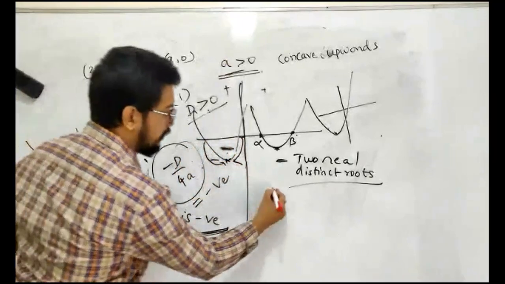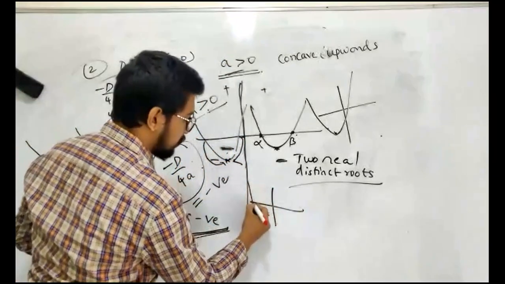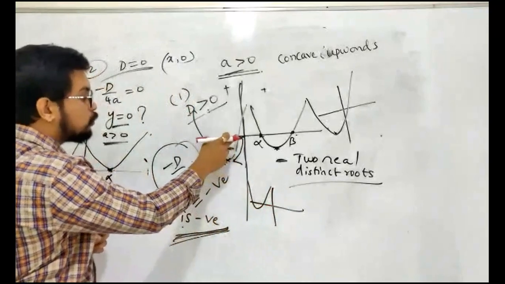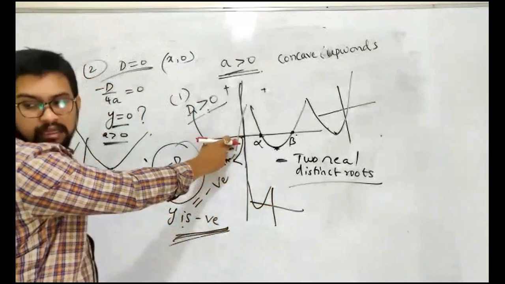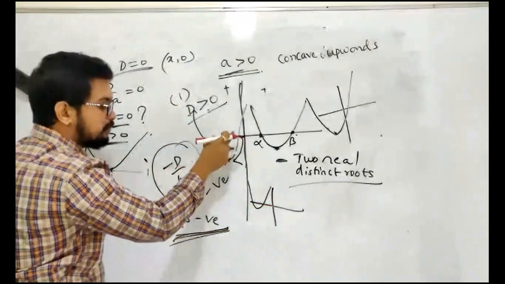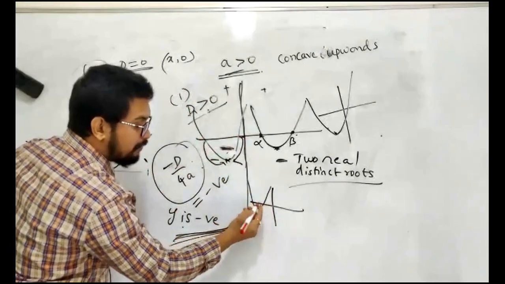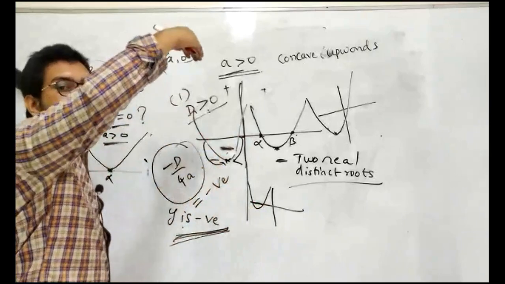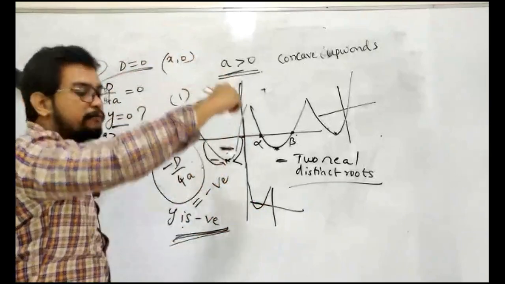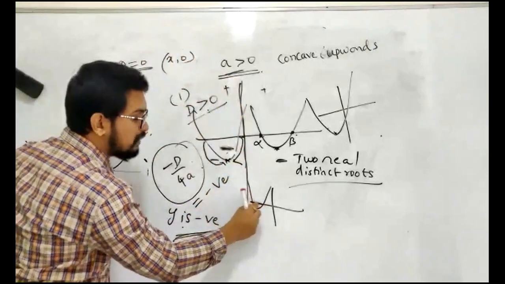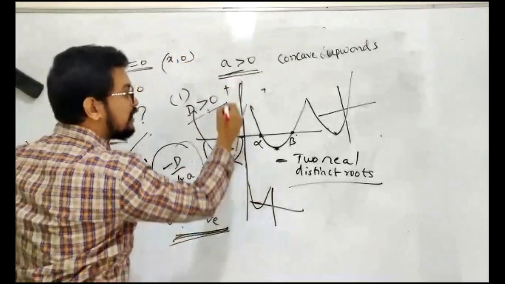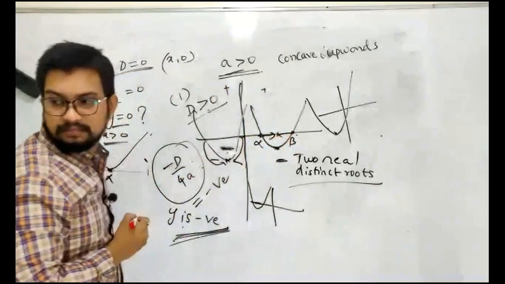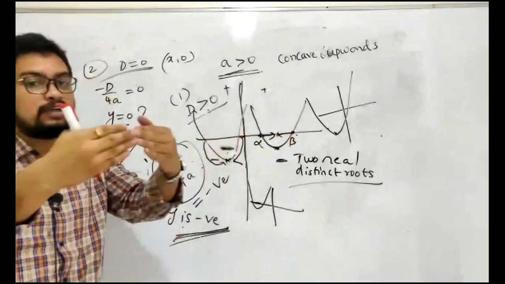Next, I shifted the graph a little upward. Look at these roots, the gap between the roots is this much. In the next part the gap between the roots is this much. As I shift this graph upward, whatever roots are present are traveling towards each other. This root goes this way, this root goes this way.